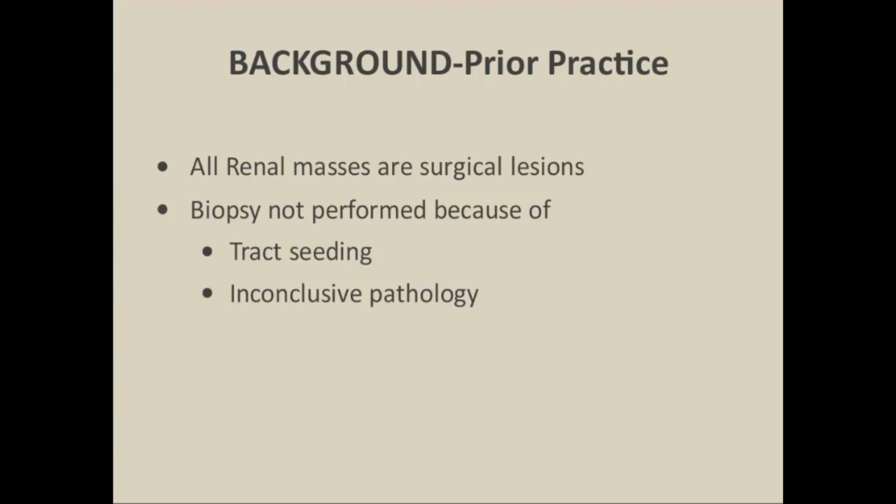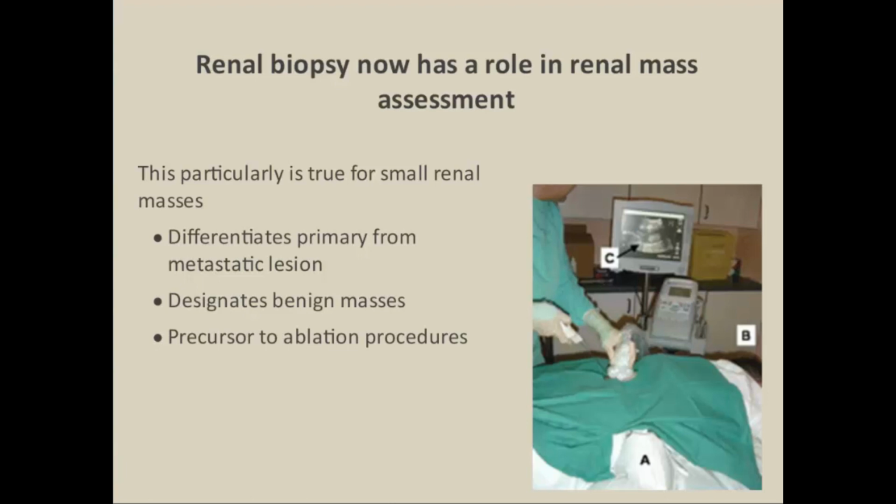So this is going back as recently as 10 years ago. Solid renal masses would go to the OR. We weren't supposed to biopsy because they caused tract seeding, and also it was felt the pathologist wouldn't always be able to give you a diagnosis. It's funny, we were biopsying everything else, the liver, the pancreas, the lung, but the kidneys were off limits. All of a sudden that's changed.